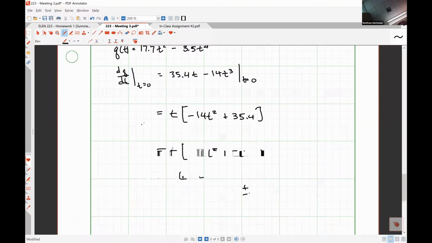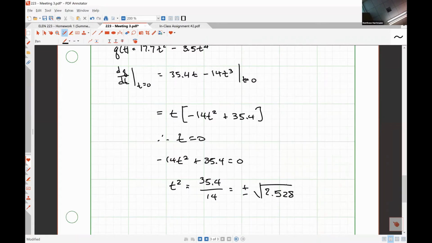Plus or minus the square root of 2.528 for my numbers there. So only the positive root satisfies the condition that t ranges between, but not including, 0 and 4 seconds. So it seems to me that finding the value of t is significantly easier than finding the value of q max. So find t and then plug that into the equation to get q.